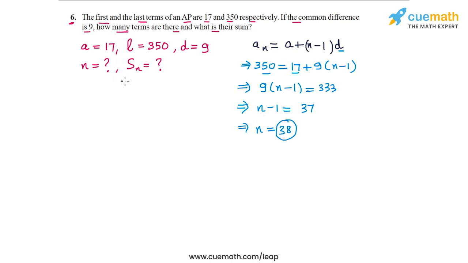Now we have to find their sum. So now we have to find S38. So to do that, I'm going to make use of the relation Sn is equal to n by 2 times a plus the last term an, or L if you want to write it as L. So S38 will be equal to 38 by 2 into a, which is 17, plus the last term L, or the 38th term, which is 350.